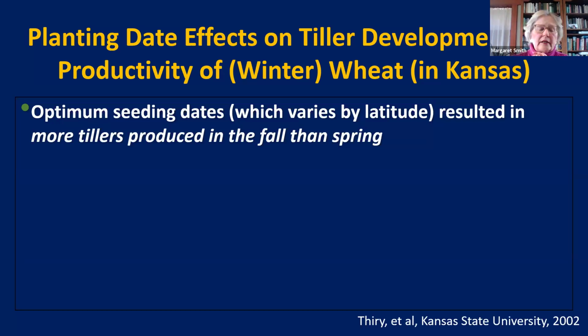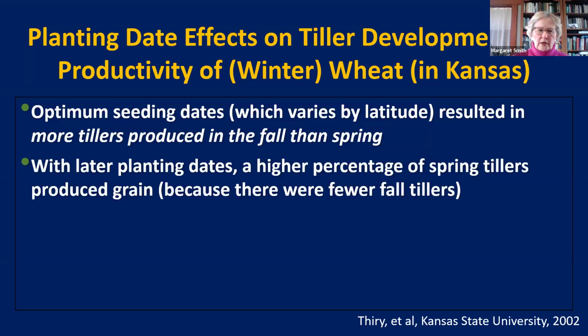So I've commented about planting date, both for spring and winter grains, but this is a great study from Kansas. I love this, but I love that I wasn't a graduate student on this study. Winter wheat in Kansas. So the optimum seeding dates for winter wheat resulted in more tillers produced in the fall than the spring. And that's what we want for higher yields. With later planting dates, there's just not enough time and temperature in the fall for many tillers to occur.